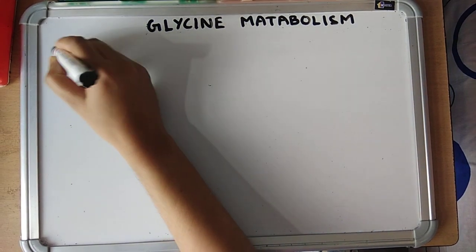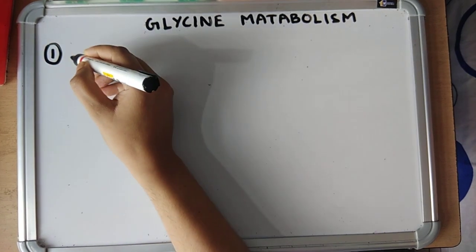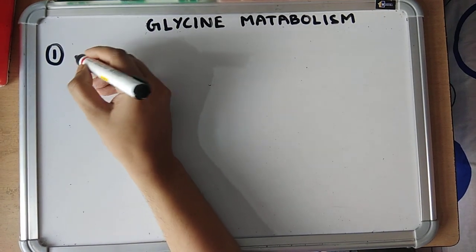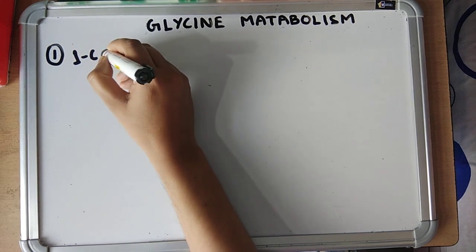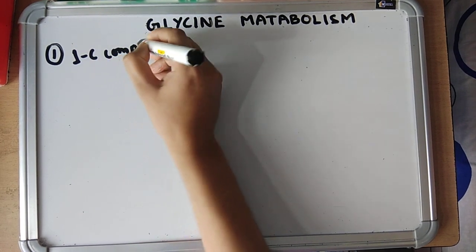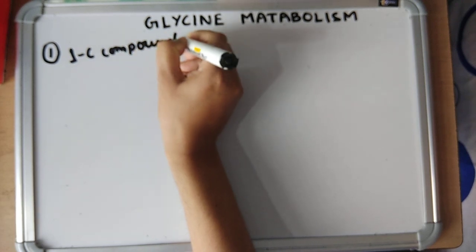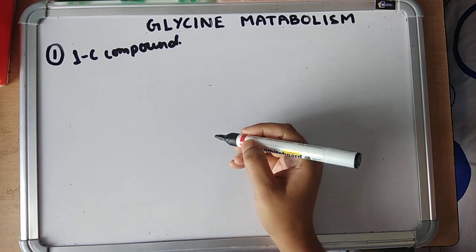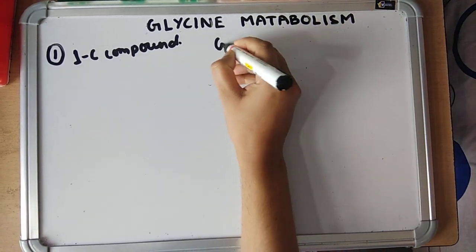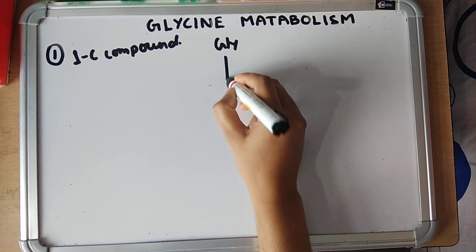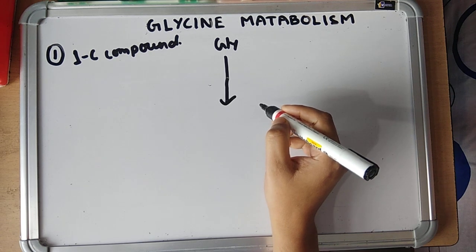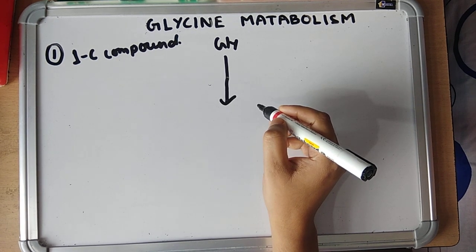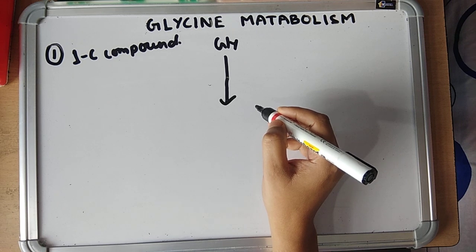So some important compounds are formed by glycine. Number one, it forms a one carbon compound, which is methylene tetrahydrofolic acid. First, glycine is acted upon by one of the several enzymes of a multi-enzyme complex known as the glycine cleavage system.